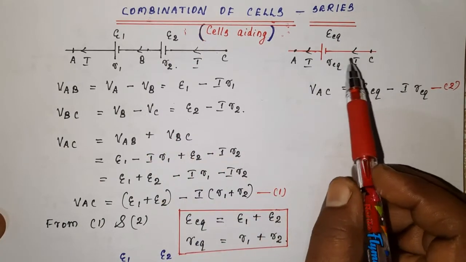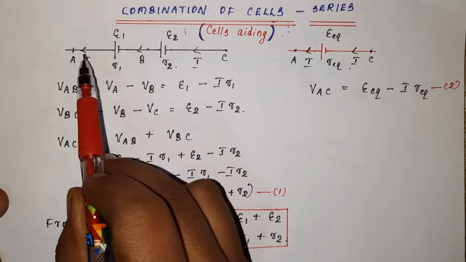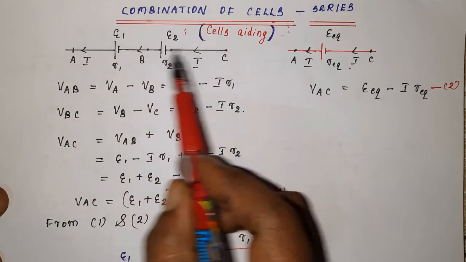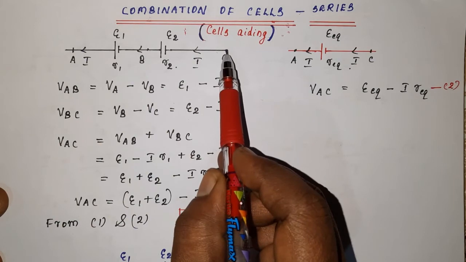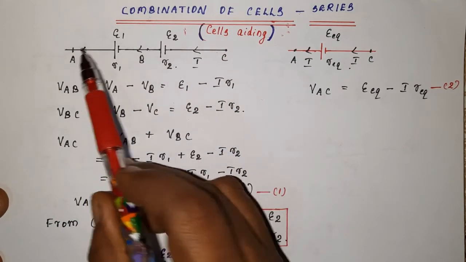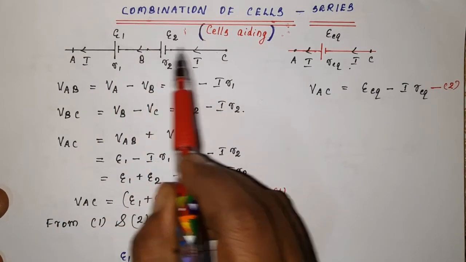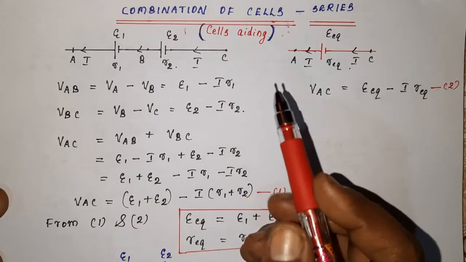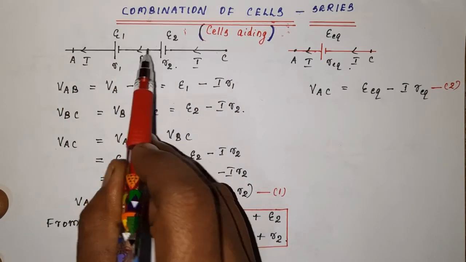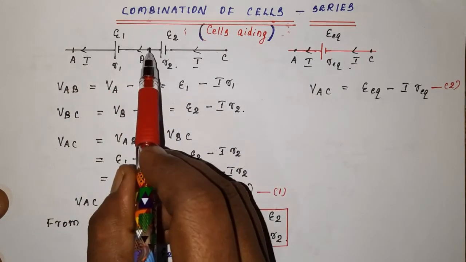So how will we get the expression for epsilon equivalent and R equivalent? We know in series combination, the total potential difference will be equal to the sum of potential differences. So here VAC will be equal to VAB plus VBC. That is the point with which we will begin. VAC is equal to VAB plus VBC.